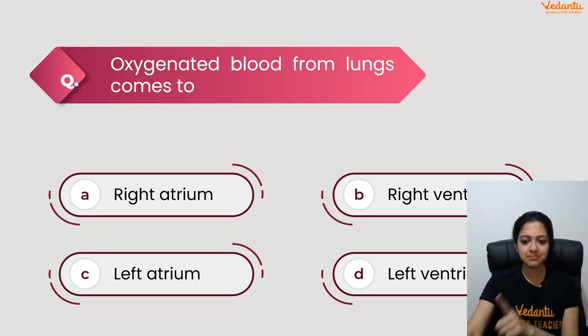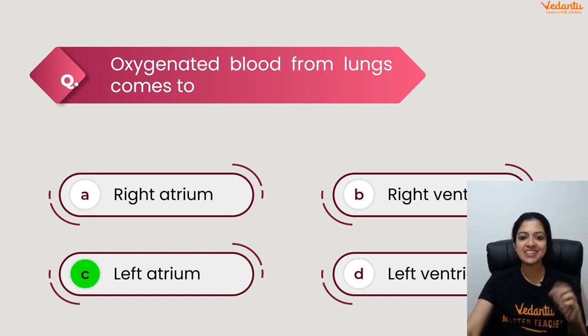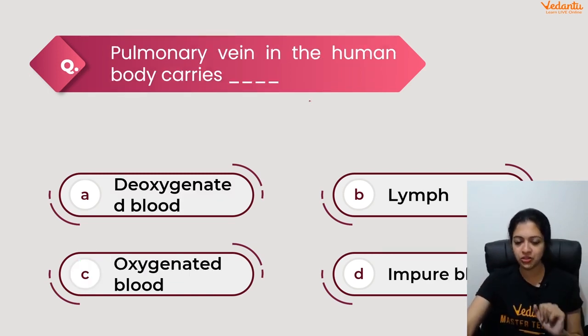So it's right atrium, right ventricle, left atrium, left ventricle. All right, your time's up. The answer is left atrium. Okay, in case you're still confused, go back and watch the replay of the session.